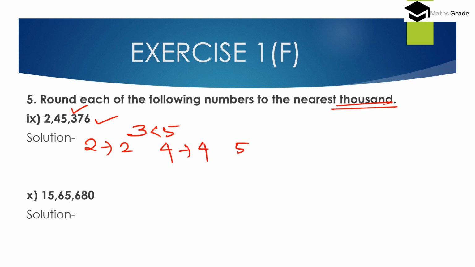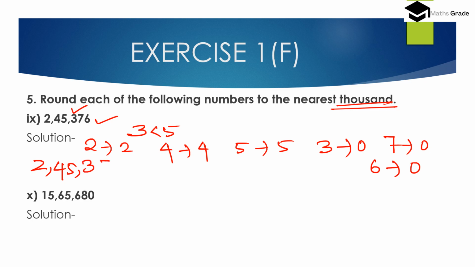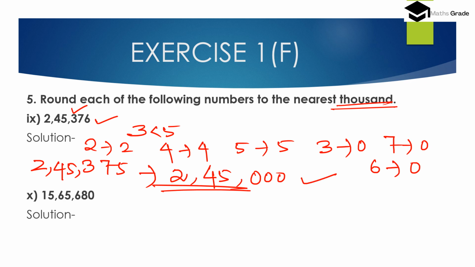The 1000s place value digit is 5 only. This 3, the 100s place value digit, changes to 0. The tens place digit changes to 0. And this units place digit changes to 0. Now 2,45,376 rounded to the nearest thousand is 2,45,000. This is the answer.